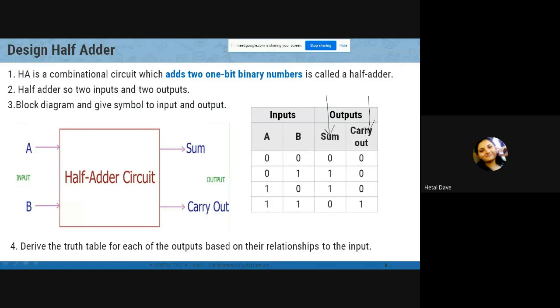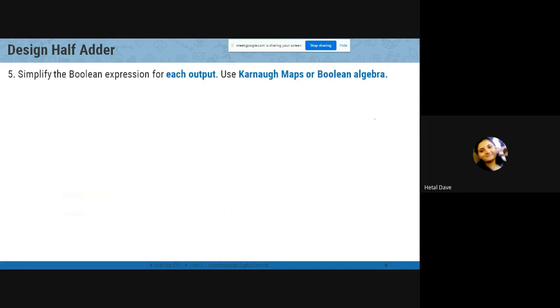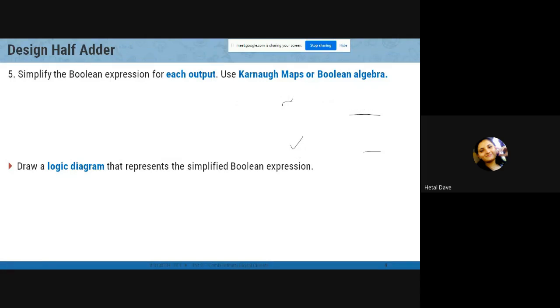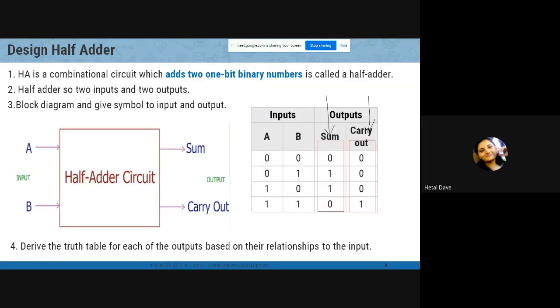So by using our observation, we can make the equation. Otherwise, if your truth table is tough, then you will make a K-map and get the equation. But here a K-map is not required. By observation, we found that S is equal to A XOR B and C out is equal to A AND B. So we have drawn two inputs here. They are XORed together using this gate and ANDed using this gate. So these circuits are available inside this box.